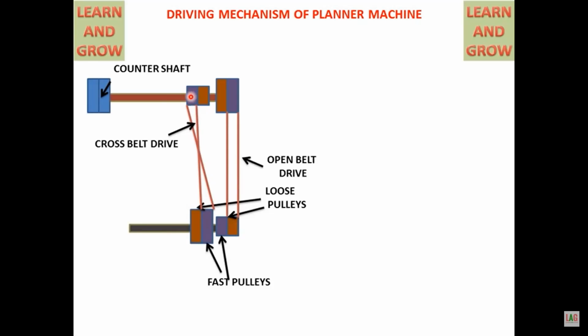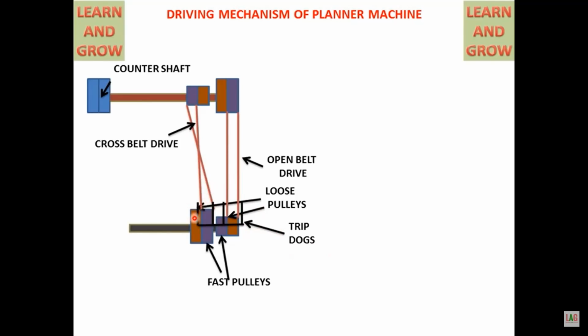Okay. So why are we speaking about these belt drives? During the process of cutting the work material, initially during the forward stroke it will be a cross belt drive, and during the return stroke it will be an open belt drive. Okay. So how do we control this cross belt drive as well as the open belt drive? It is controlled by using a trip dog. Okay. A small mechanism like this one is kept here. It is called a trip dog.